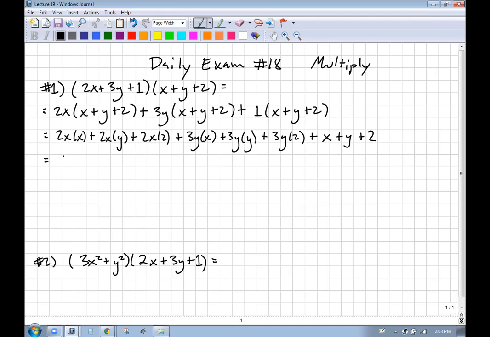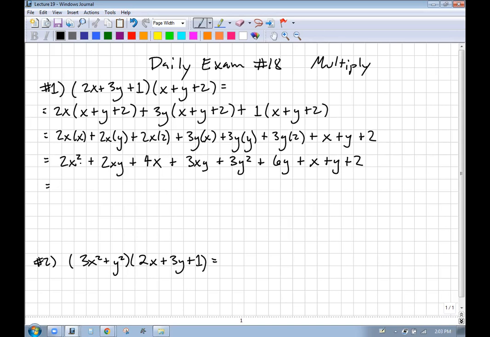Now we can multiply these out. This is 2x squared. This is 2xy. 2 times 2 is 4. Here we write this as 3xy. We put them in order. It helps us combine like terms later, like when we're trying to compare those. Okay, that's our 3xy. We have our 3y squared. 3 and 2 makes 6. We have an x and a y and a 2.